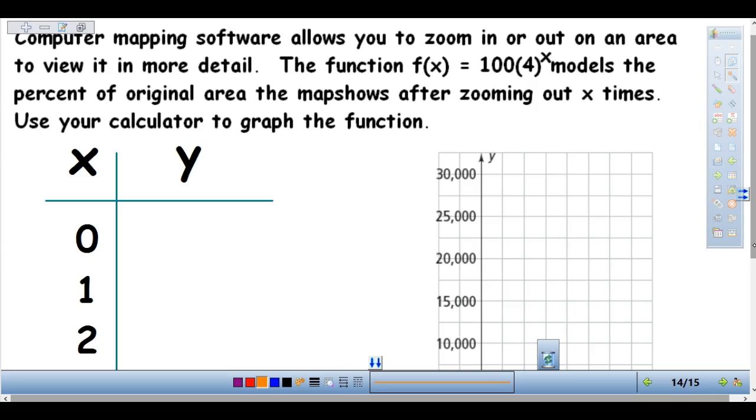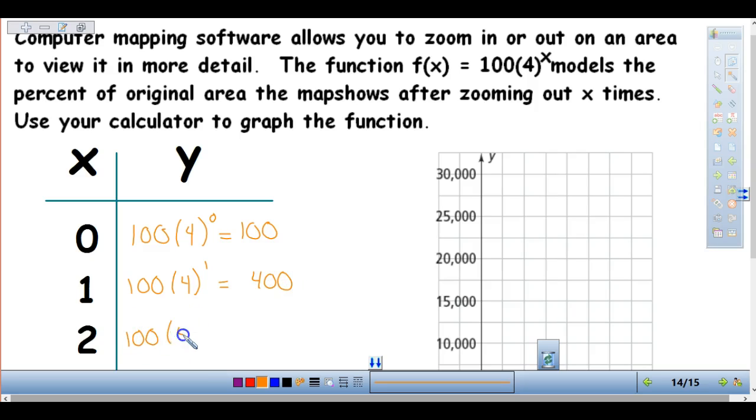Computer mapping software allows you to zoom in or out on an area to view it in more detail. The function is modeled as 100 times 4 to the x, and then we can use our calculator to do this. Well, now think about this. If we have 100 times 4 to the 0, remember, 4 to the 0 is 1, so we're just going to have 100 here. Okay, 100 times 4 to the first, well, that's just 4 times 100, so that's 400. And then 100 times 4 to the second, well, 4 squared is 16, so we're going to get 1,600.